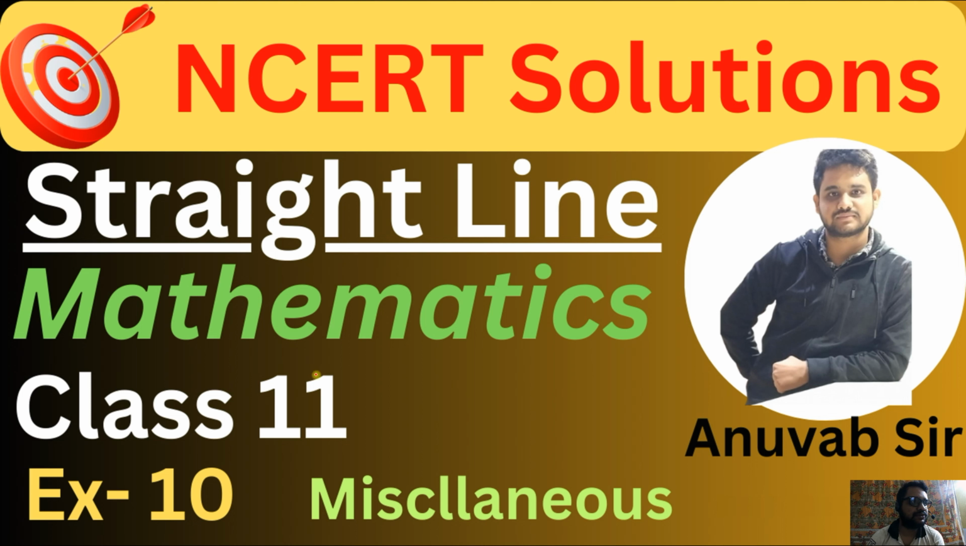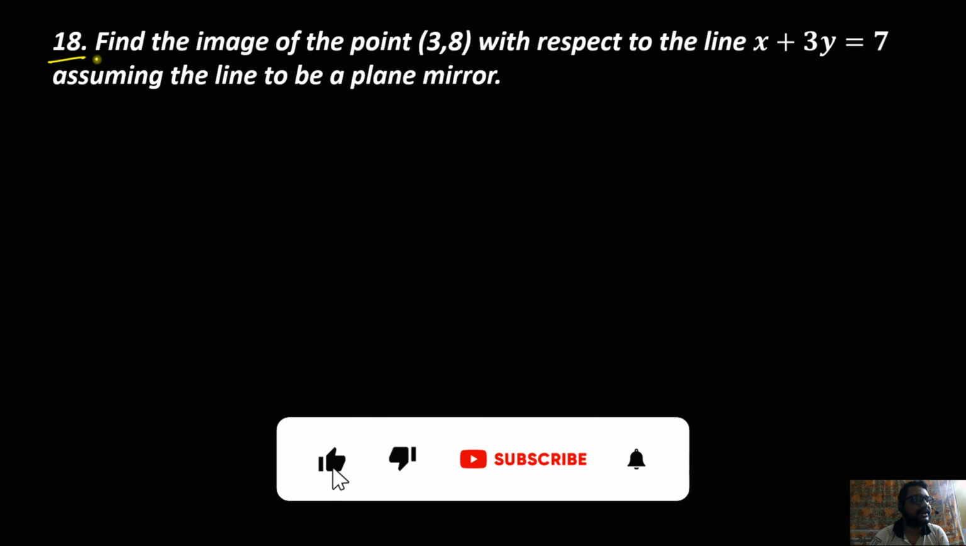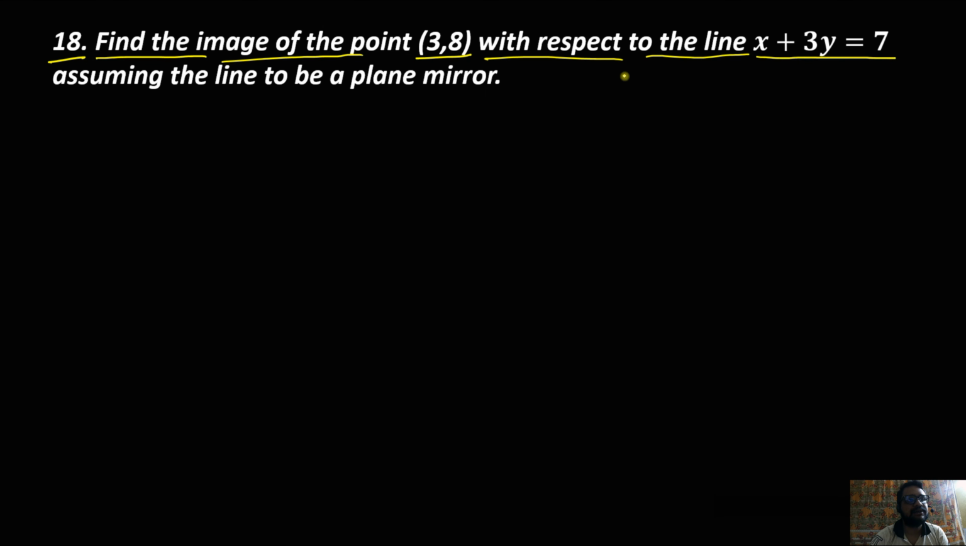So today we are going to solve class 11 exercise 10 miscellaneous chapter, and today's problem is question number 18. So the question is saying: find the image of the point (3, 8) with respect to the line x + 3y = 7, assuming the line to be a plane mirror. So we have to find the image of this point with respect to this line.